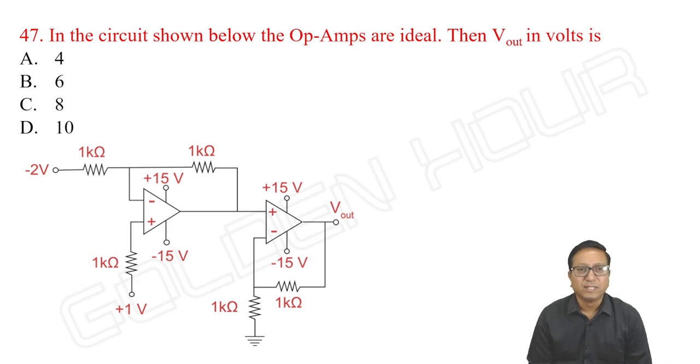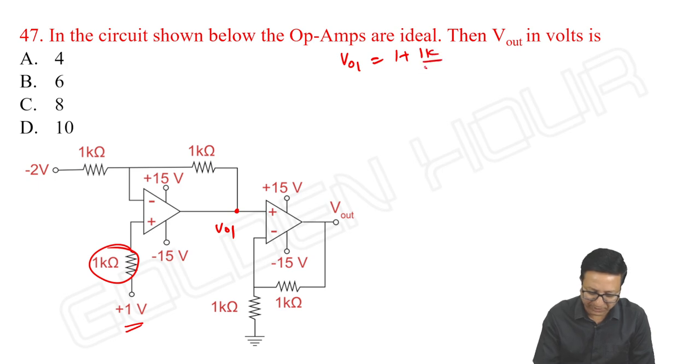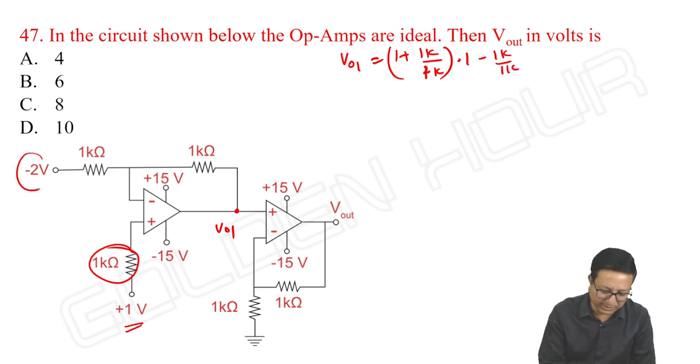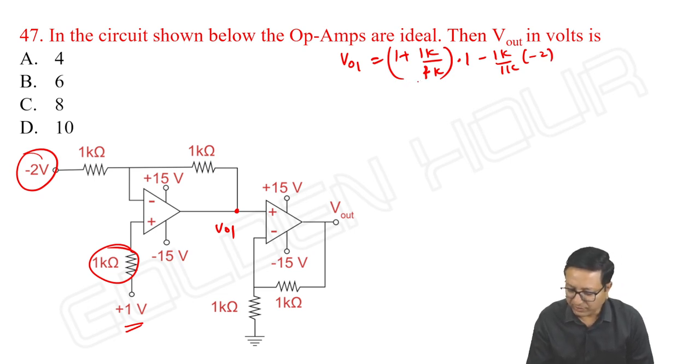Now, see this question. In the circuit shown below, the op-amps are ideal. Then V output in volts is? What is the output of this particular case? Even though you have this 1K, we need not worry about it. Let me take this voltage as VO1. What is VO1? Two inputs are given. So the output due to this 1 volt is 1 plus 1K by 1K multiplied with 1 volt, minus 1K by 1K into minus 2. So it is 2 plus 2, it is 4 volts.